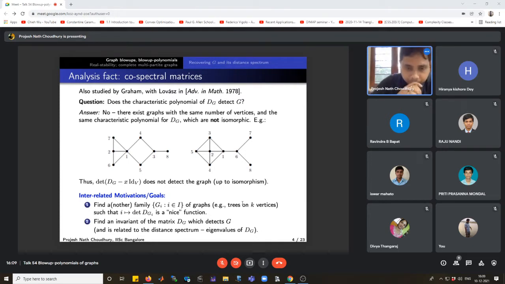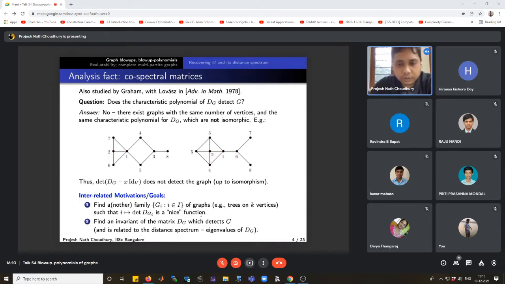And so we want to find other such families, and more importantly, the first goal should relate to the second goal. This family should help us to find an invariant which detects the graph truly. The distance matrix, of course, detects the graph, but that is not very interesting or deep. We want some kind of polynomial invariant, and at the same time, that invariant should relate to the distance spectrum of the original graph.